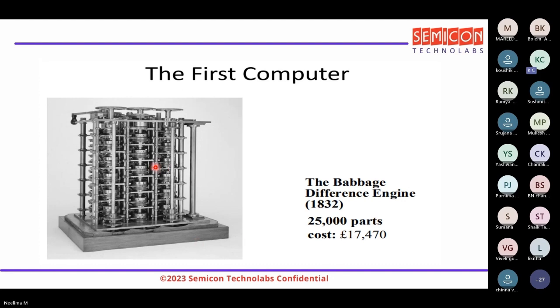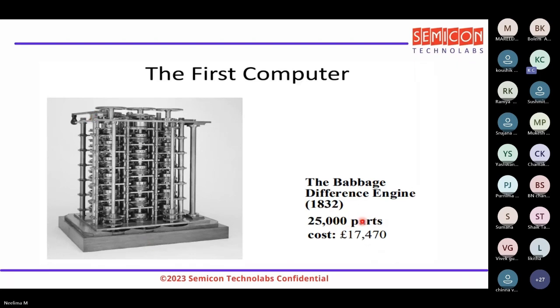It has 25,000 mechanical parts. There is no electronics involved here. And the cost is 17,470 pounds, which is a huge cost in 1832. The reason being there were no electronic devices involved here. It was purely based on mechanical devices, and that too 25,000 parts.